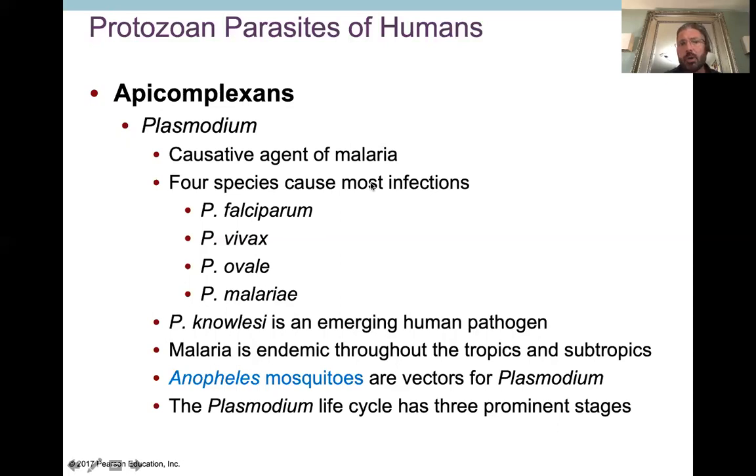Right. So Plasmodium is the causative agent of malaria. They'll ask you the causative agent of malaria, and they'll give you something like tsetse fly or sandfly. Just kind of remember it is Plasmodium. Falciparum and vivax, all right, these are usually the two most virulent. Right. So there are 4 species that cause most infections. Falciparum, all right.